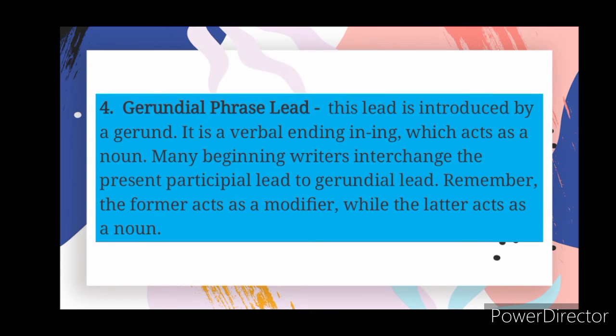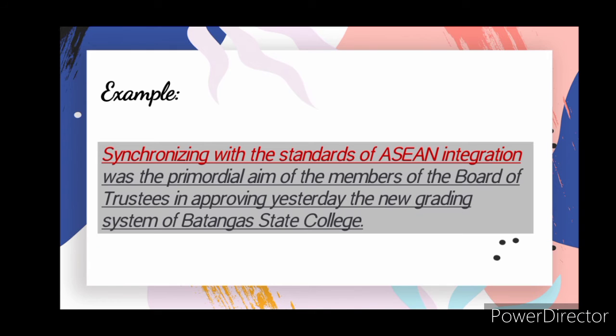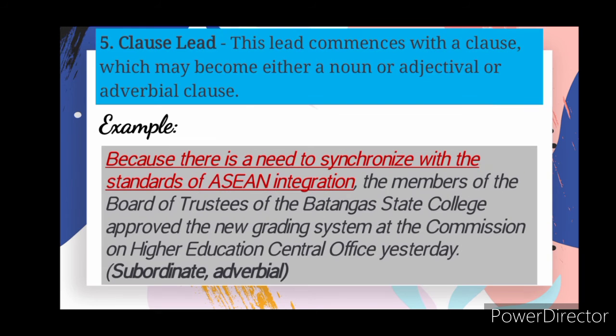Next is the gerundial phrase lead. This lead is introduced by a gerund. It is a verbal ending in ing which acts as a noun. Many beginning writers interchange the present participial lead to gerundial lead. Remember, the former acts as a modifier whereas the latter acts as a noun. So for example, synchronizing with the standard of Asian integration.